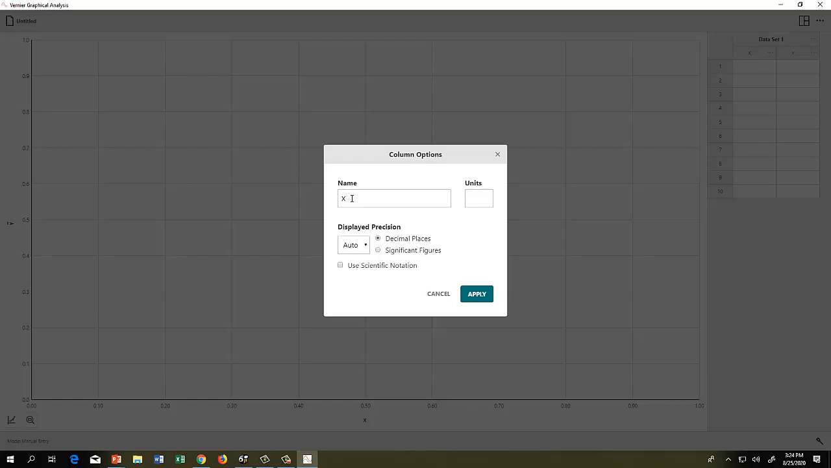Now, it gives us a place to type a name. Well, if you remember from our previous discussion, our horizontal axis is our independent variable. And in this case, our independent variable is the time. And it also gives us a place to type the units. We might use an abbreviation, or in this case, weeks is pretty short, so we might just type in weeks. Also gives us a place to choose how many decimal places or significant figures we use. More about that later after we know what significant figures are. We hit apply and watch what happens.